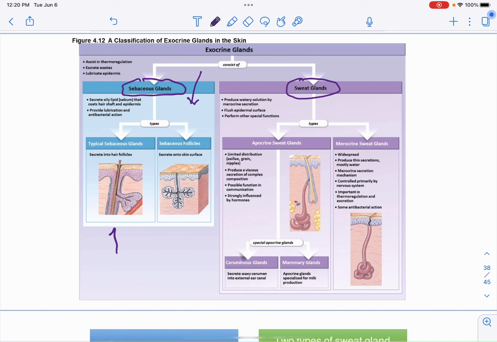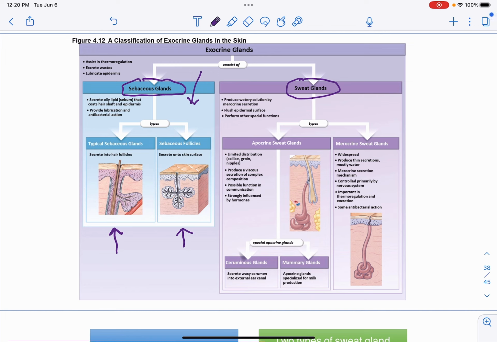I was mostly referring to the sebaceous glands that are associated with hair follicles. They secrete that oily lipid called sebum that coats the hair shaft and the epidermis, and it provides lubrication to the hair. You can also find the sebaceous follicles on skin to help lubricate the top surface, that stratum corneum of our skin.